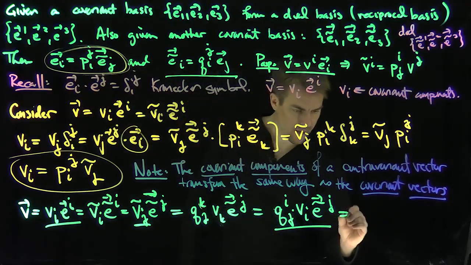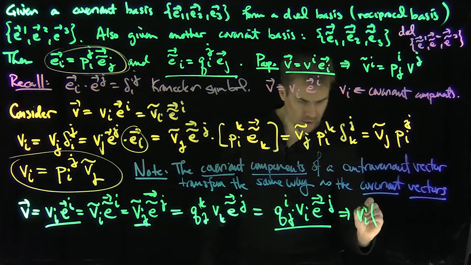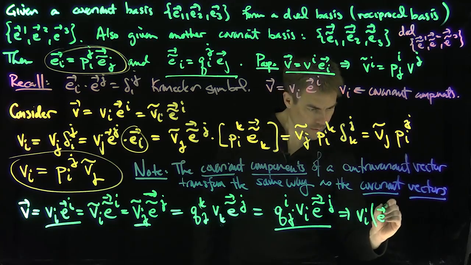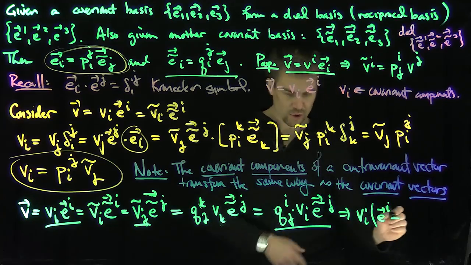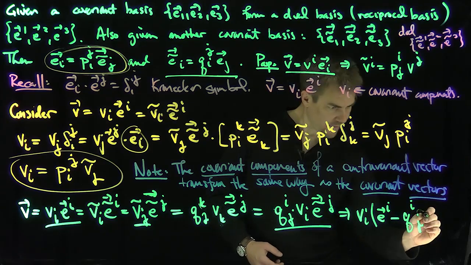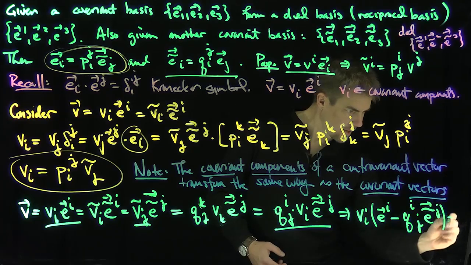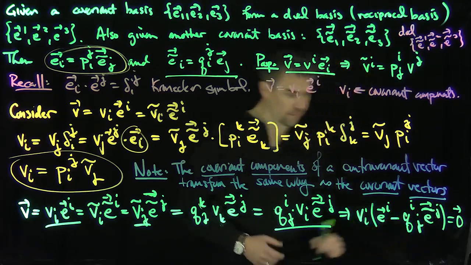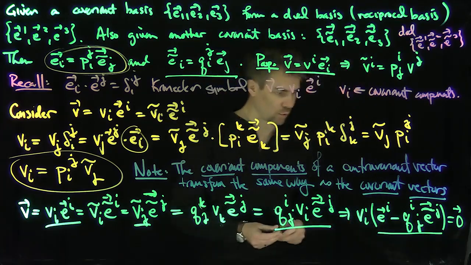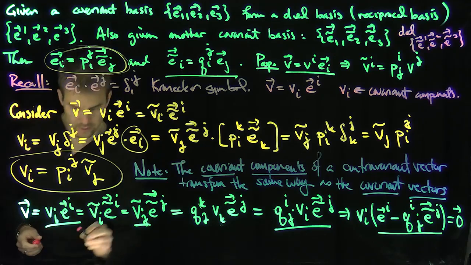this expression over here. Therefore, this tells me that v i times the quantity e i upper minus q i j, q j i upper, and then e tilde j like that, is the zero vector. So that's the zero vector for all choices of vectors, which means that these quantities over here have to be equal to each other. And therefore, we have a transformation law for the contravariant vectors themselves.